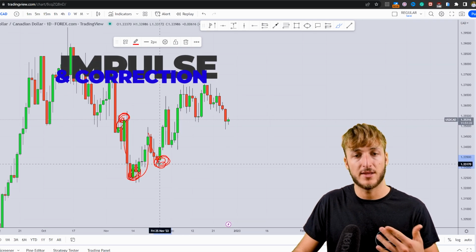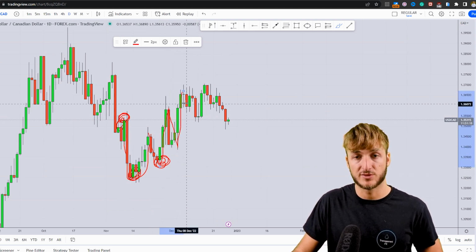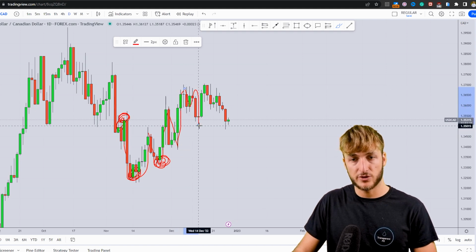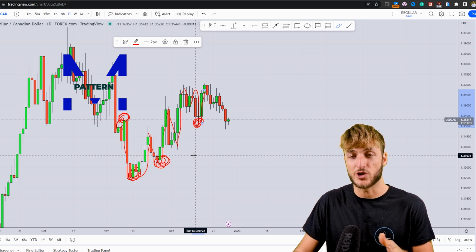From this area, I made another breakdown explaining all the reasons for which we wanted to see this impulse correction and impulse pattern to the upside. And after the creation of this M pattern, I made another breakdown explaining all the reasons for which we expected this rejection higher.